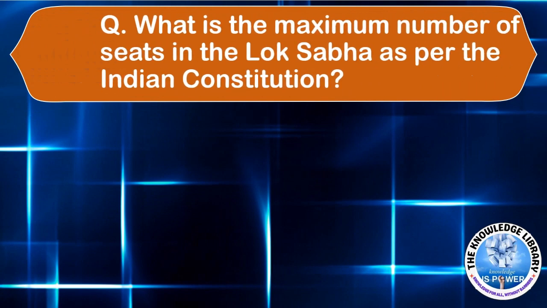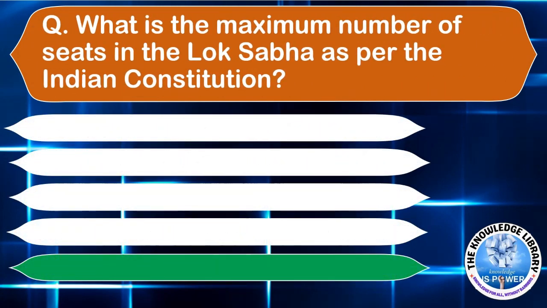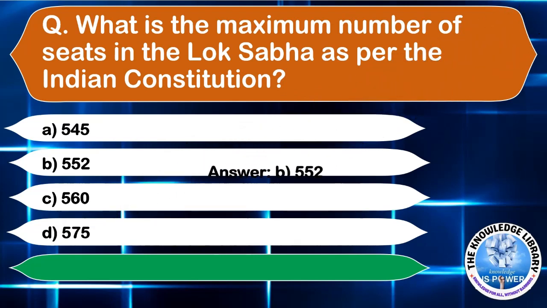What is the maximum number of seats in the Lok Sabha as per the Indian Constitution? Option A 545. Option B 552. Option C 560. Or option D 575. The correct answer is option B 552. Moving to the next question.